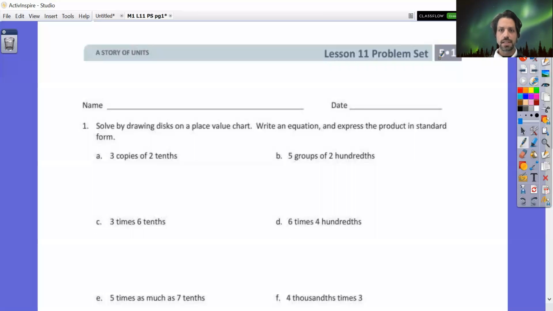All right, guys, here I am again with my Aurora Borealis background, Northern Lights, and we're going to be working on our Lesson 11 problem set together.